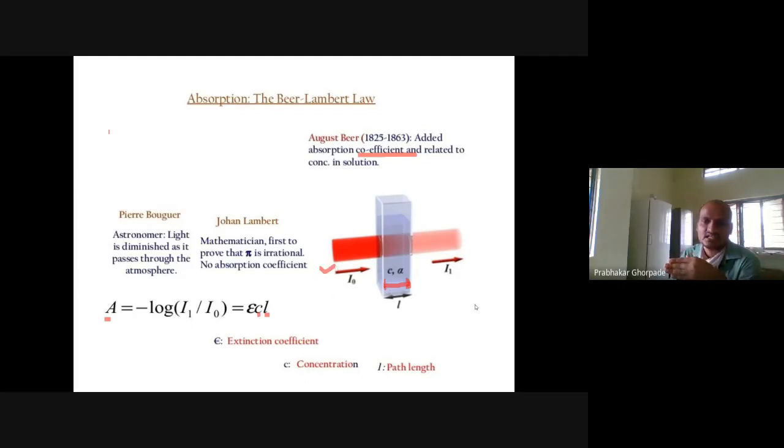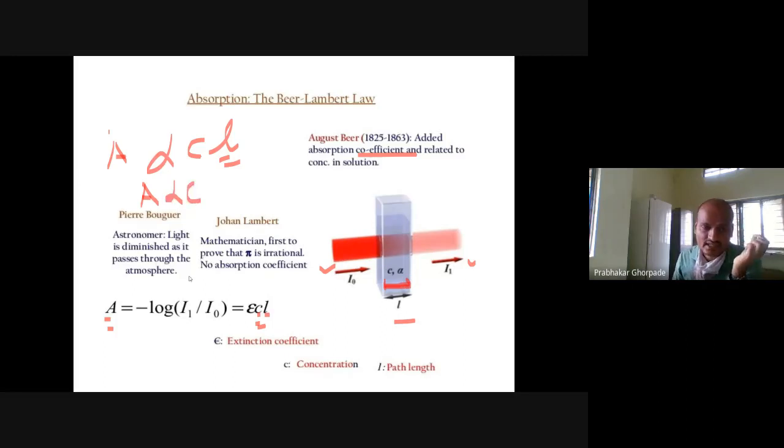So this is I0, the incident light, I1, the transmitted light, and this is the path length, lambda. Usually we keep the cuvette constant. For every sample we don't change the diameter of the cuvette; we use a similar cuvette. So A is directly proportional to C times lambda, but because we keep the path length constant, absorption can be regarded as directly proportional to concentration.